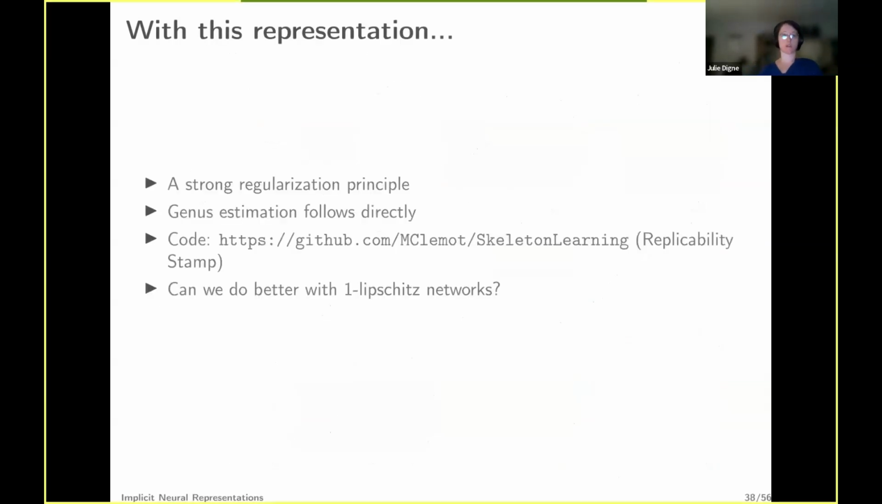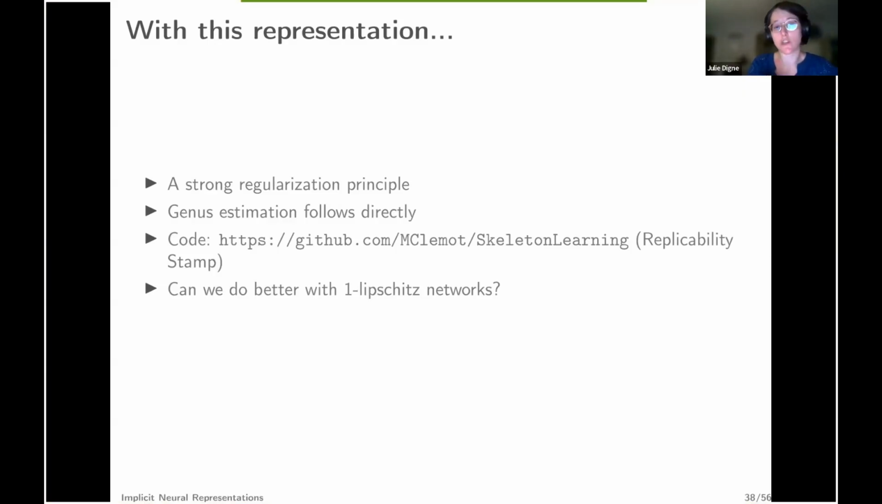Okay, so what did we take out of this project? That we introduce a stronger regularization principle. Genus estimation just follows directly from it, because once you have the skeleton, the genus can be just estimated from the skeleton. And you have the code, we have a replicability system, so everything is replicable and you can just test it if you want.